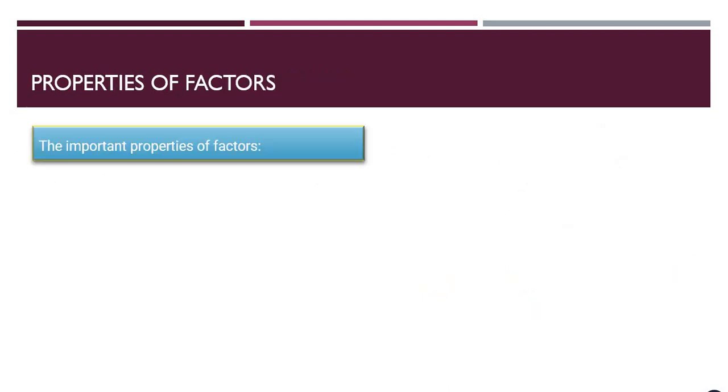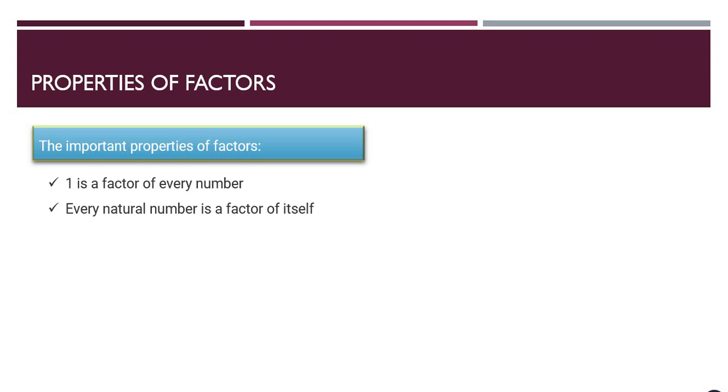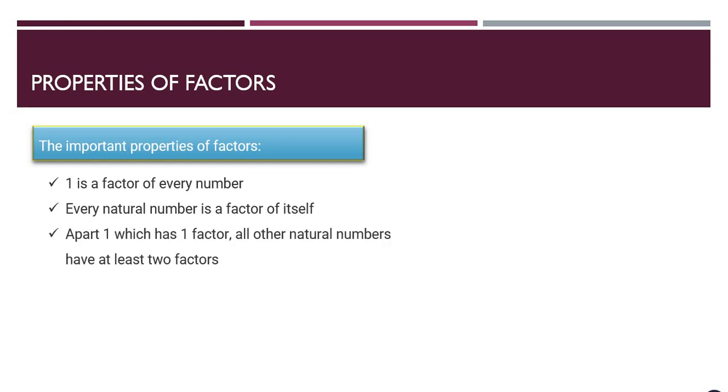Properties of factors. There are some important properties of factors. 1 is a factor of every number, since every number is divisible by 1. Every natural number is a factor of itself, since every natural number can be divided by itself. Apart from 1, which has one factor, all other natural numbers have at least 2 factors. Every factor is less than or equal to the given number, meaning that the factors of a number individually will be less in value than the number itself.